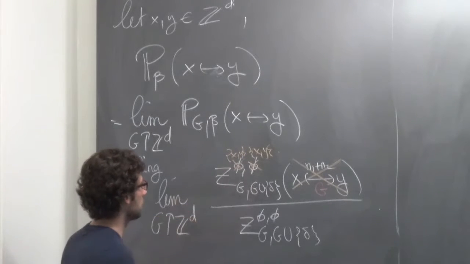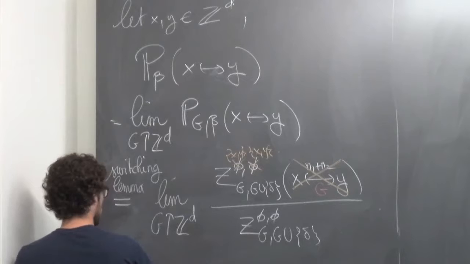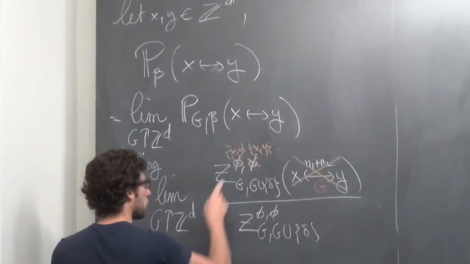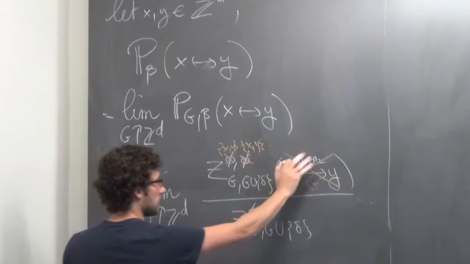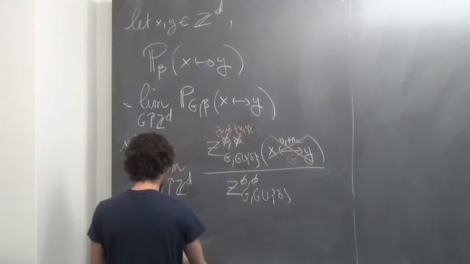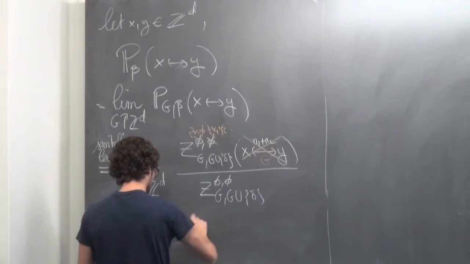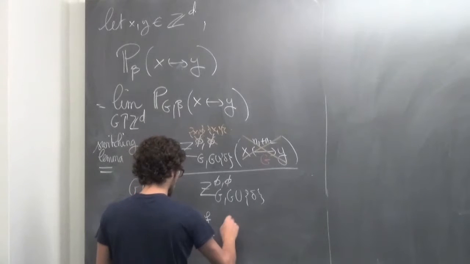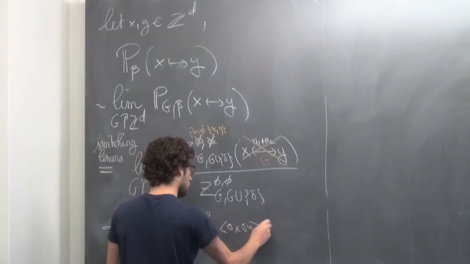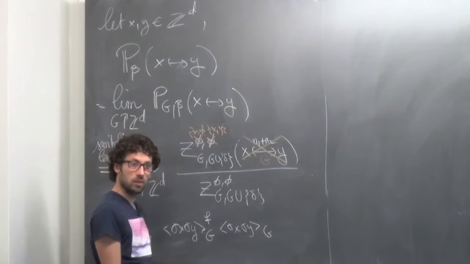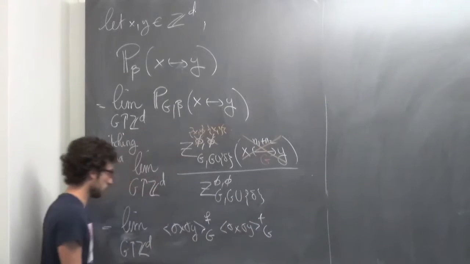And now when I look at this ratio, since there is not a single thing like that, the N1 and N2 decouple, and I get just sigma x sigma y in G with free boundary condition, and sigma x sigma y in G with plus boundary condition, because I'm looking at the current like that.